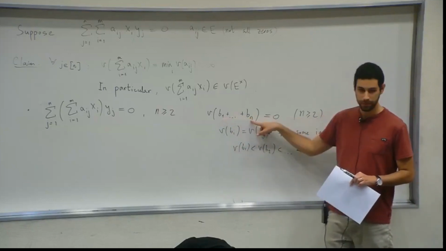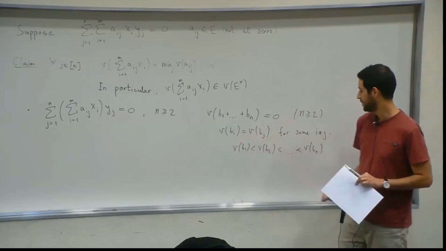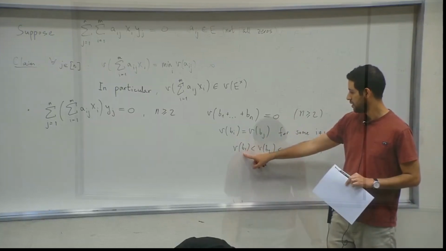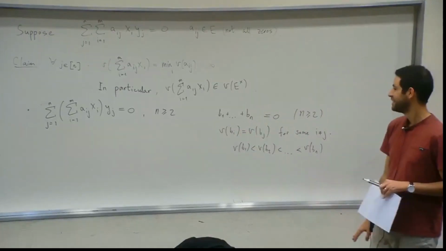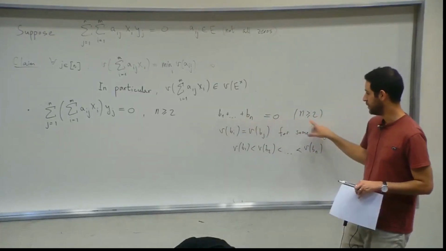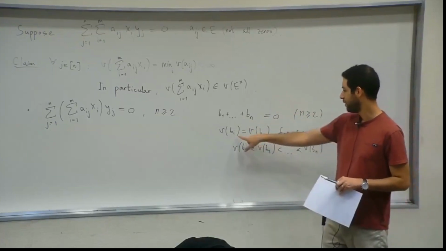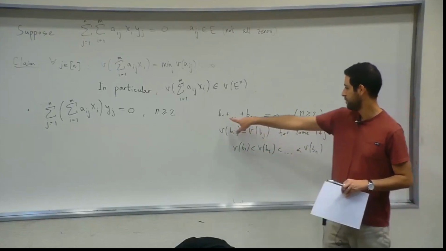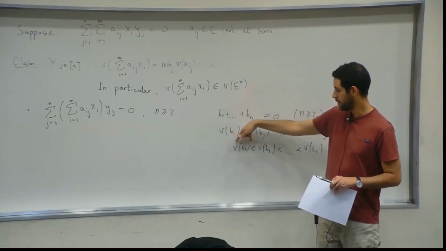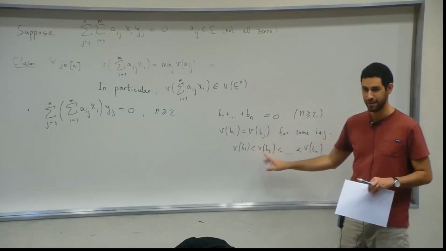And then what is the valuation of this sum? By the strict triangle inequality, it is v(b_1). So if we have the sum of n things, with n at least 2, which is 0, then two of them must have the same valuation. Now it makes sense. Otherwise, without loss of generality, v(b_1) is less than v(b_2), less than v(b_n), and then the value of the sum is v(b_1), but the value of the sum is the value of 0, which is infinity. And infinity cannot be strictly less than. Okay, good.